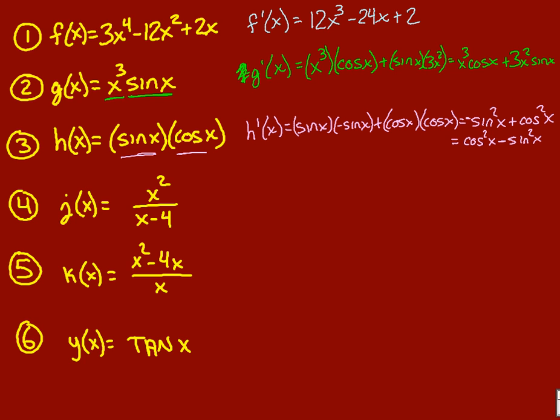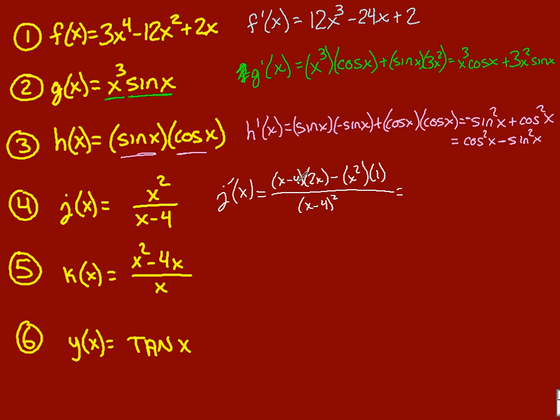Okay, looking now at number 4 here. Now we have a fraction. We have a division problem, so I should be using the quotient rule. Remember, the quotient rule, low d high minus high d low, all over low squared. So, again, low times d high, derivative of the top, 2x, minus the high, which is x squared, times d low, derivative of the bottom is just 1, all over low squared. So x minus 4, that quantity squared. And we'll leave that denominator in that factored form. That's the safe way to go.